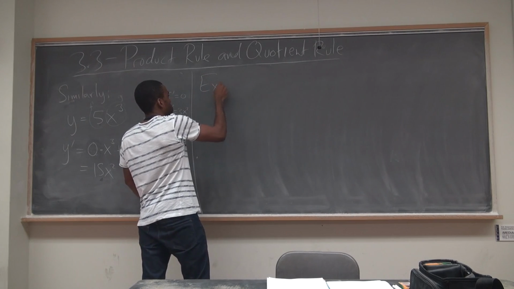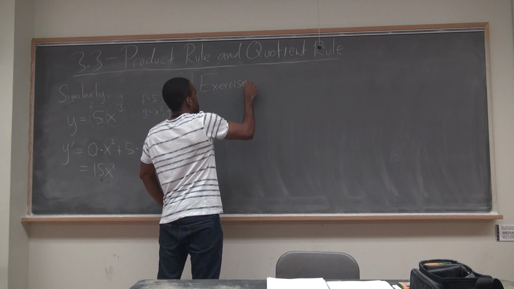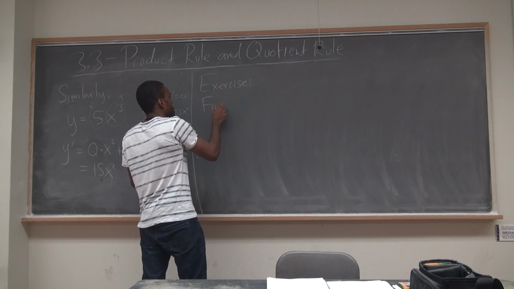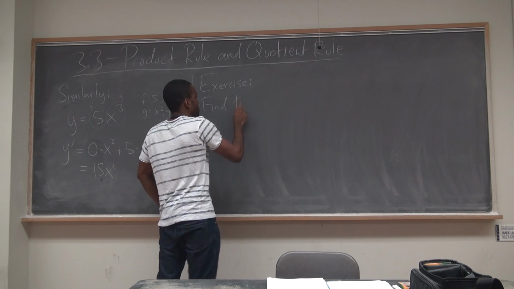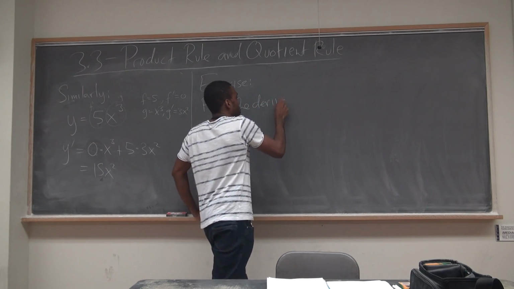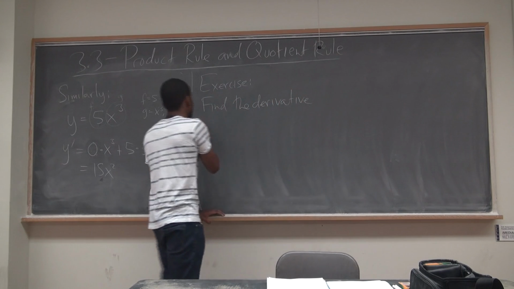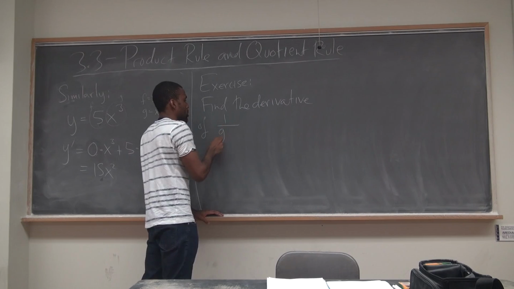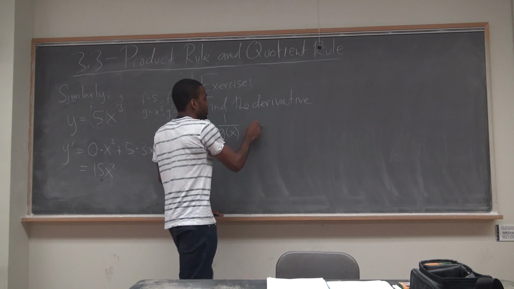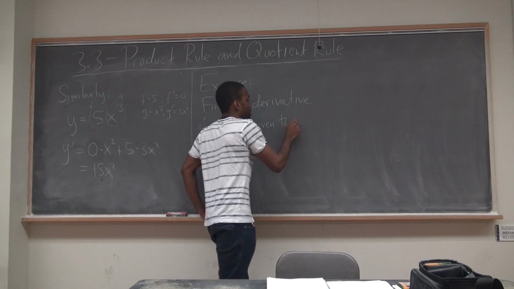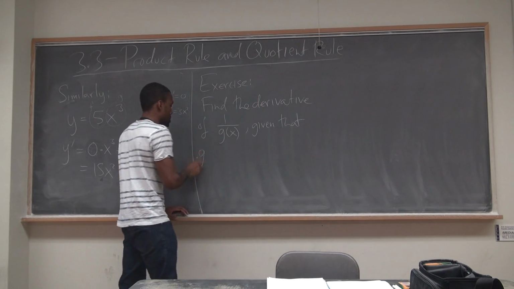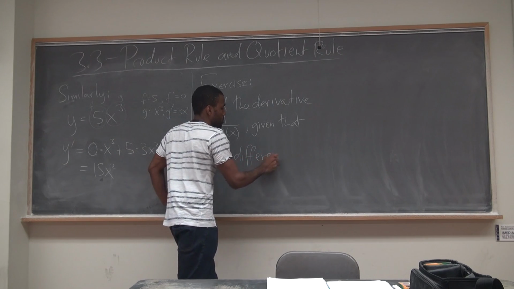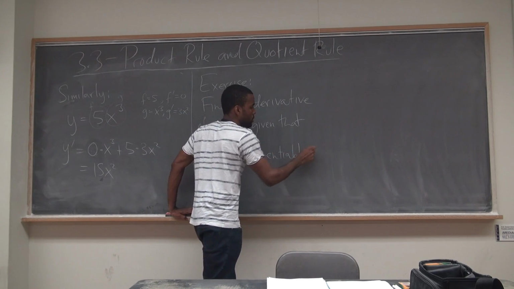Here's an exercise that we're going to go through together. Find the derivative of this kind of function. I'm going to use that to show you something else. One over g of x, given that g of x is differentiable, and of course not equal to 0.